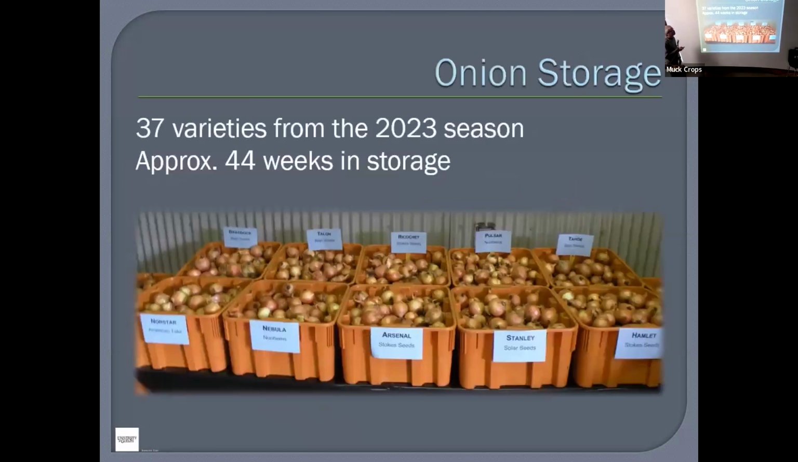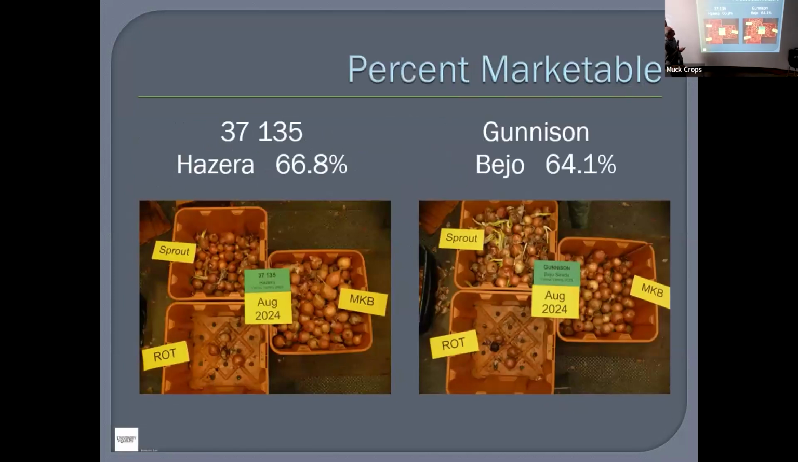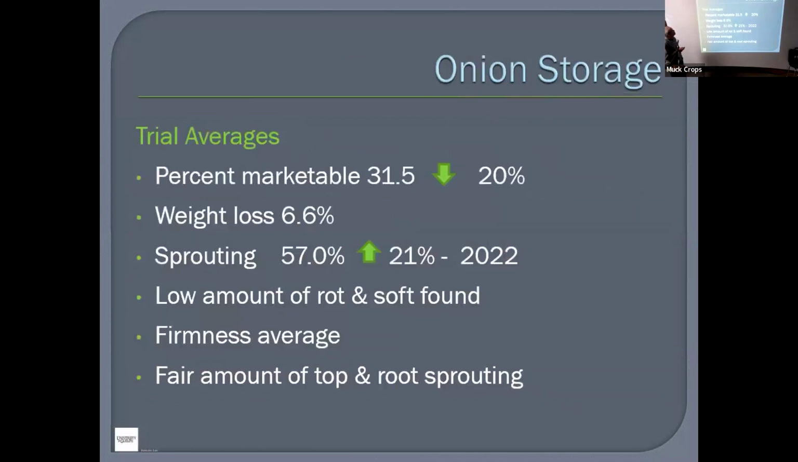Then looking at the storage trial. These are our 2023 onions that went into storage. We had 37 varieties. They were in for about 44 weeks in storage, ballpark. Looking at some of the highlights of the trial, the percent marketable was 31.5. They were terrible. Weight loss was 6.6. Sprouting was huge at almost 60%.